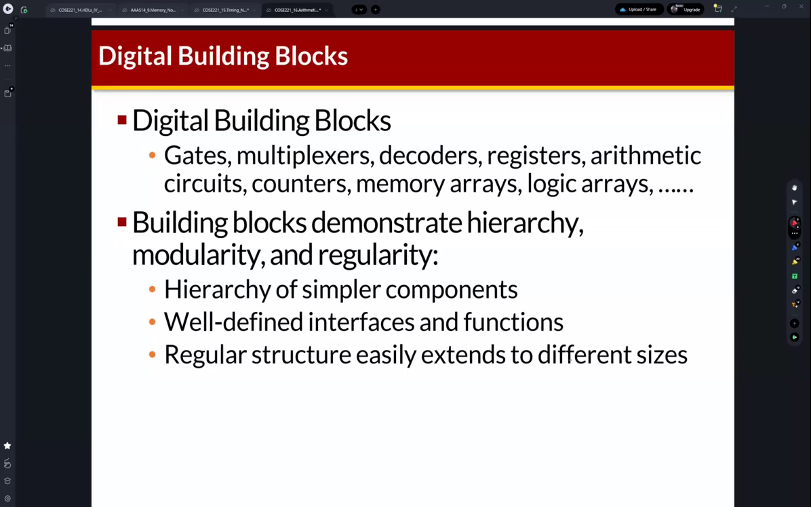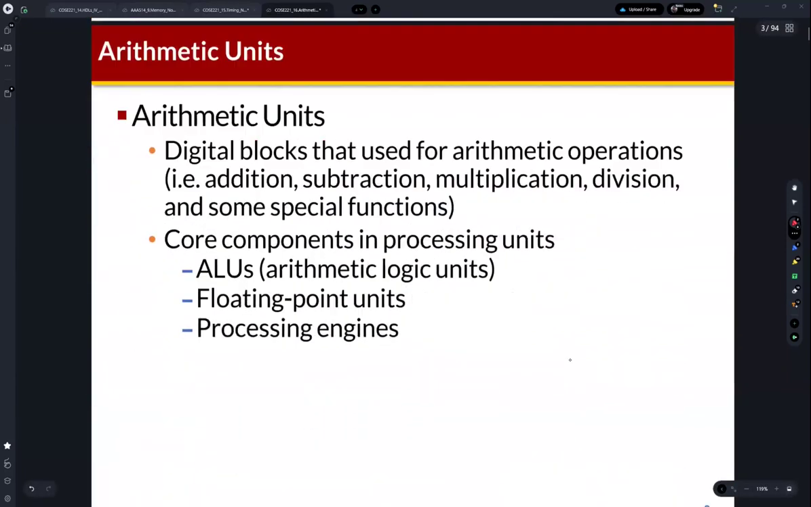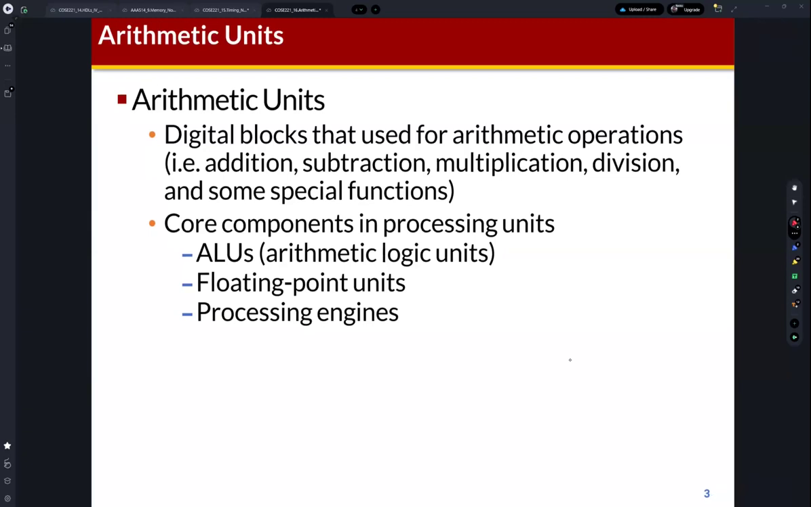Our CPU, our processors, include many arithmetic units. This time, we learn how to build arithmetic units. What are arithmetic units? It's a digital block that is used for arithmetic operations, like the adder, subtractor, multiplier, and divider. By combining these arithmetic units, we can build the ALU, floating point units, and the processing engine of processors.